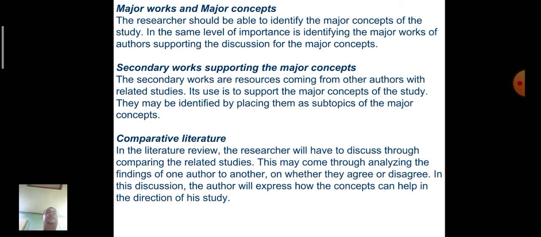What is comparative literature? In the literature review, the researcher will have to discuss by comparing the related studies. This may come through analyzing the findings of one author against another on whether they agree or disagree. In this discussion, the author will express how the concepts can help in the direction of the studies. For example, in the coping mechanisms of students during the pandemic in terms of their mental health, maybe there are some coping mechanisms that are dominantly supported by one author, and another author is not in favor of that. These are some discussions that can be written under comparative literature. So you compare ideas coming from two authors.